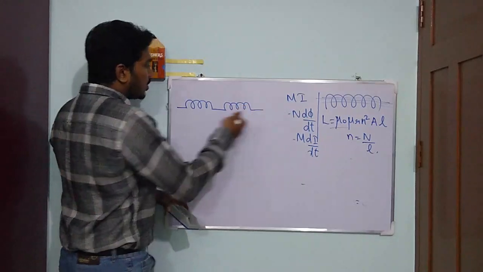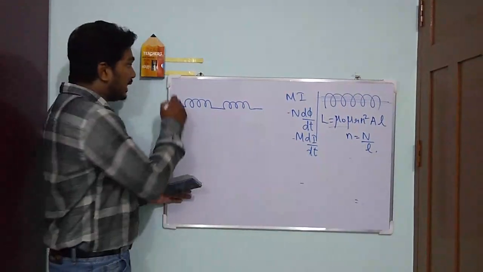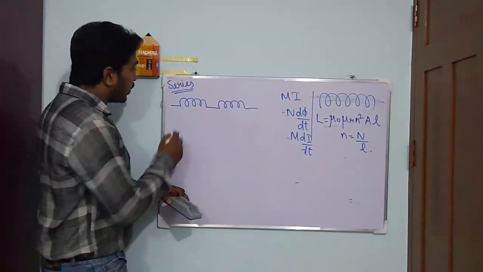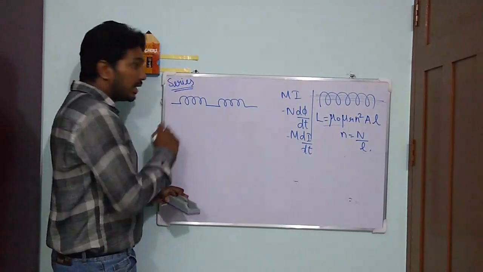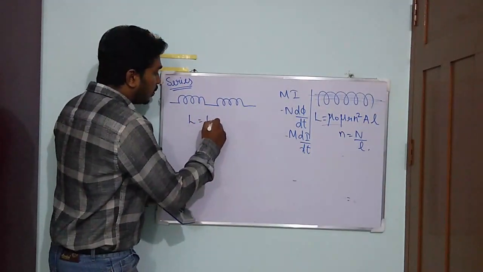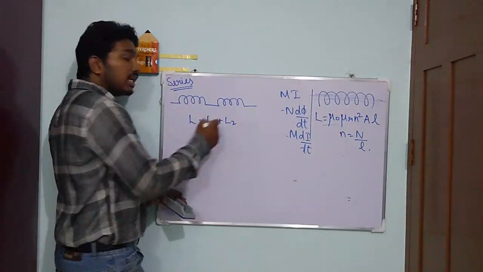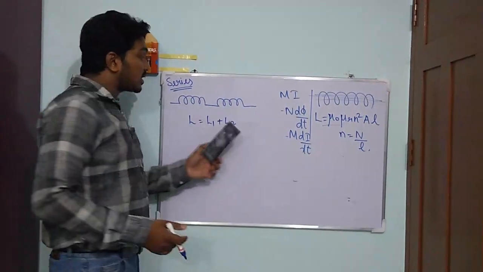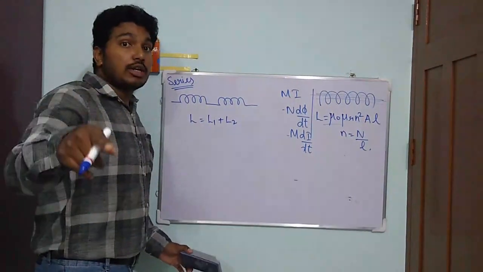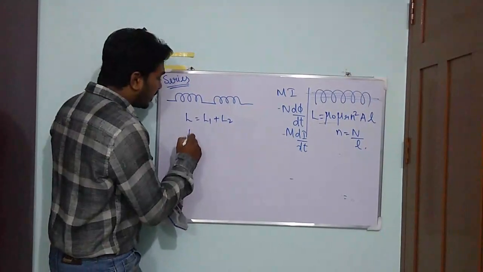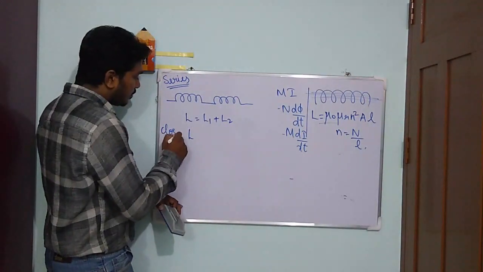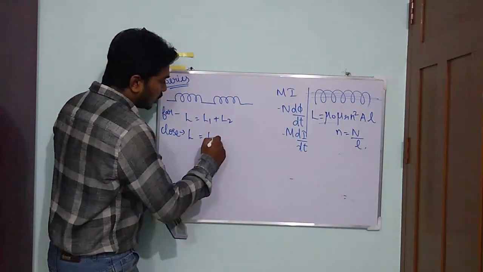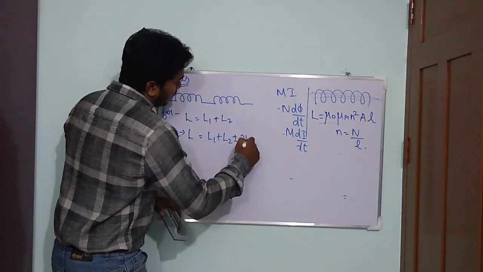As you can see very clearly from the figure, it is a series combination. If they're connected in series, we can write L equivalent = L1 + L2. But this condition holds only when these two are far apart. Else we'll have to take into account the mutual induction also. If they are close, we can write L = L1 + L2 plus or minus 2M.